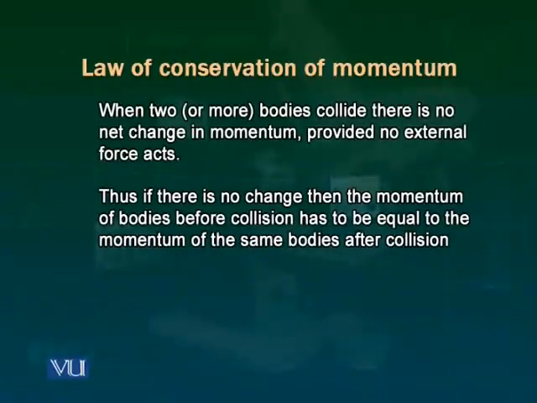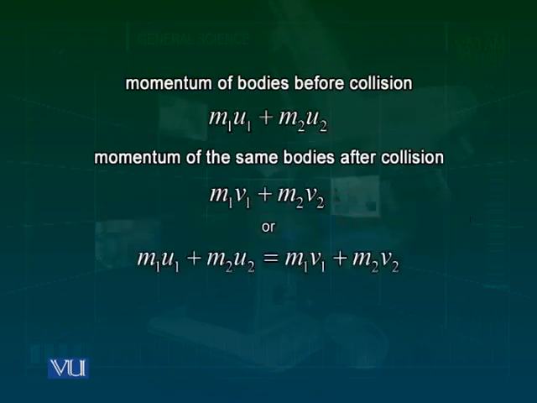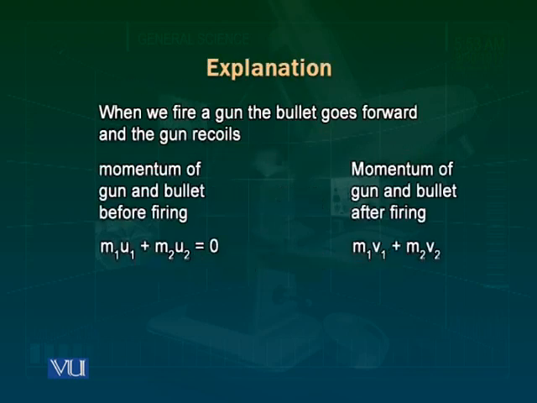Now, like we said, let's start back again with the law of conservation of momentum. The law of conservation of momentum, as it states, is when two or more bodies collide, there is no net change in momentum, provided no external force acts on it. That is, the net momentum before collision and the net momentum after collision is the same. So momentum before collision, like we said, is m1u1 plus m2u2, and the momentum after collision is going to be m1v1 plus m2v2.